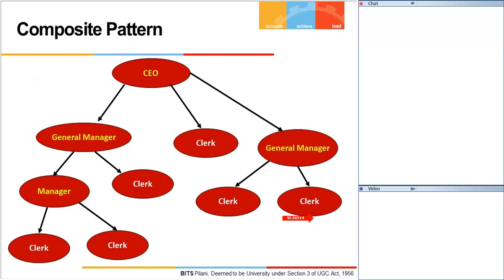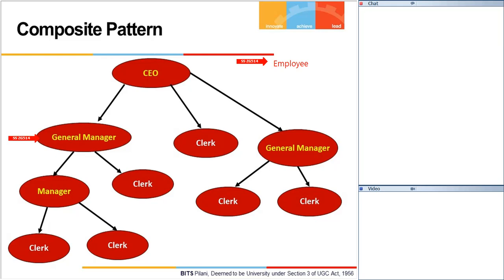An important thing to notice here is that each of these objects, whether they are clerks, general managers, managers or the CEO, is an employee of the company and is governed by the rules of the company. Moreover, in this case, the clerk is the atomic object. It is a single atomic object of type clerk, of type employee, and it does not have further objects composed within it.